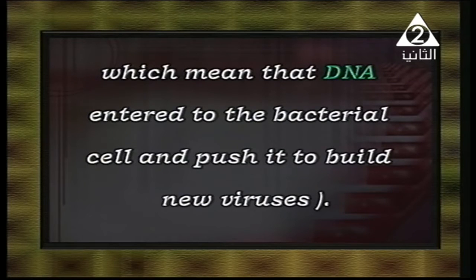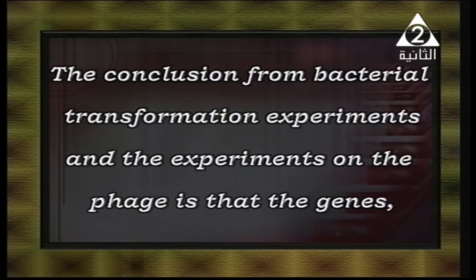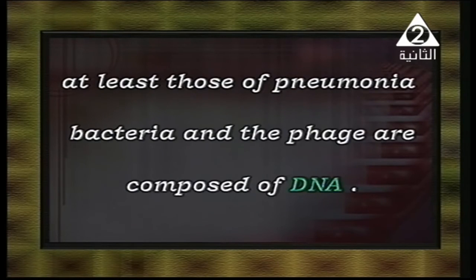So here, after using the radioactive elements, sulfur and phosphorus, and also after following the steps of infection and attachment of the bacteriophage to the bacterial cell, they concluded they had final evidence that DNA is the genetic material in all living organisms. The conclusion, this final evidence from the bacterial transformation experiments and the experiments on the bacteriophage itself, is that the genes, at least those of the pneumonia bacteria and the bacteriophage, are composed totally of deoxyribonucleic acid, or DNA.